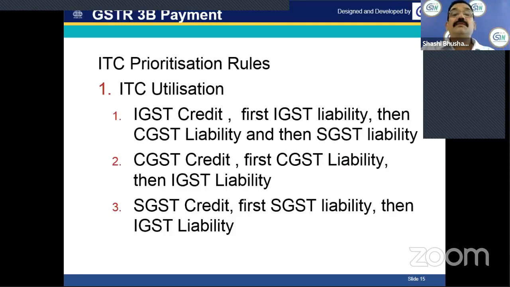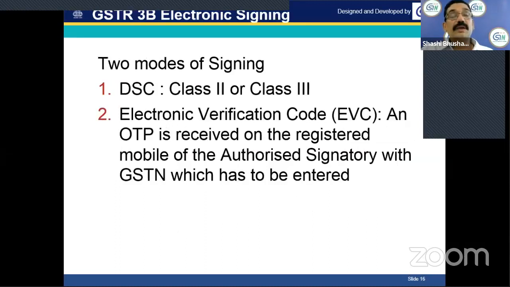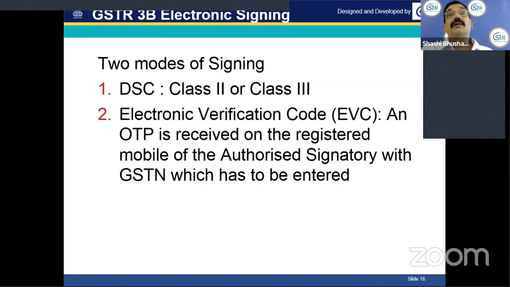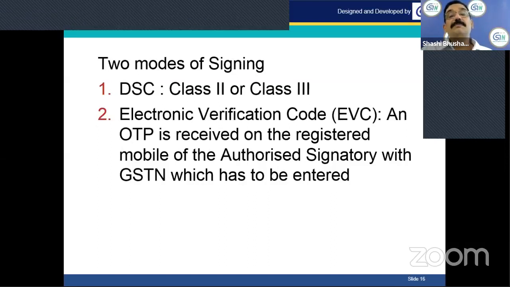Otherwise, during the validation, the system will throw an error. Now there are 2 ways in which a taxpayer can sign this electronic furnished 3B. One way in which he can sign is by applying a DSC. Now DSC is mandatory for all the taxpayers who are companies or registered under Companies Act, and all other taxpayers can file through electronic verification.